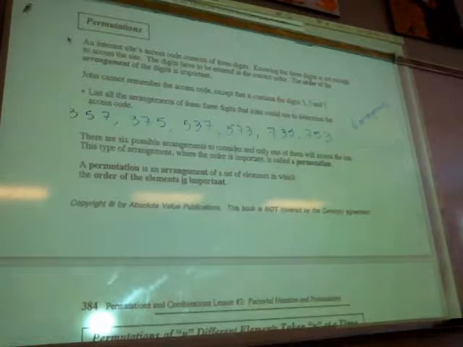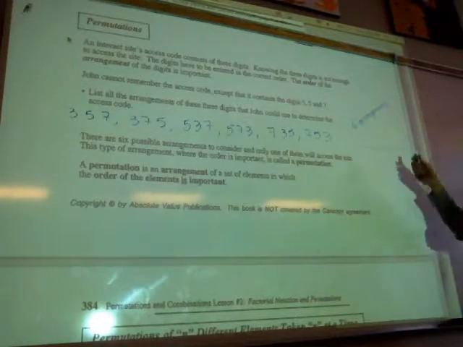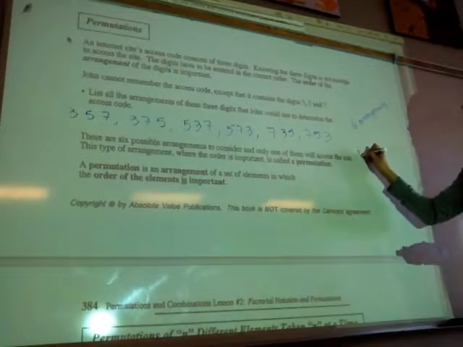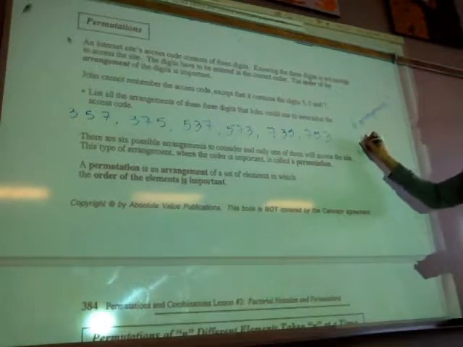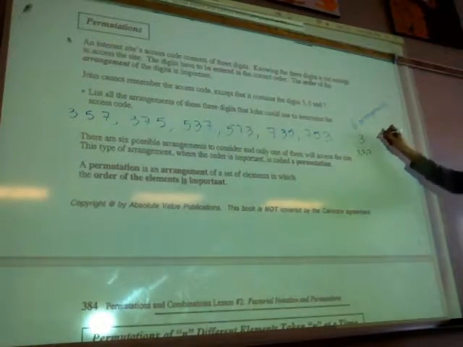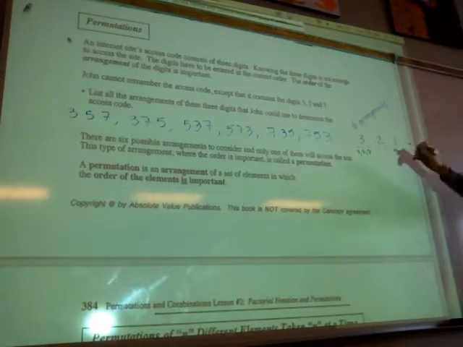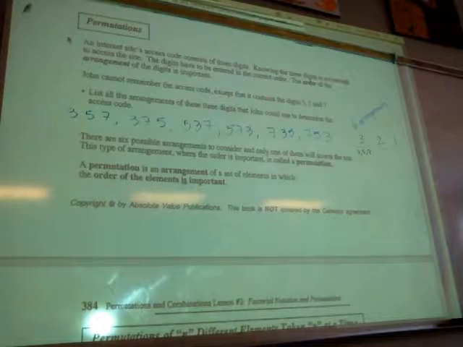Or we could use the fundamental counting principle. How many options would I have: 3, 5, or 7? That means I have 3 choices. Once I've used one of them, then I only have 2. Once I've used one of them, I only have 1 more. So 3 times 2 times 1 is also 6. So we could have used the fundamental counting principle too. There are 6 possible arrangements to consider, and only one of them will access the site.